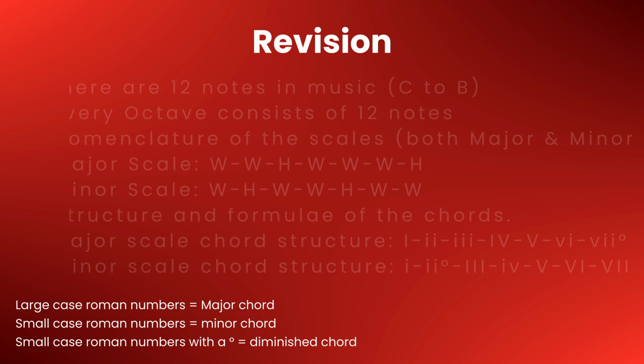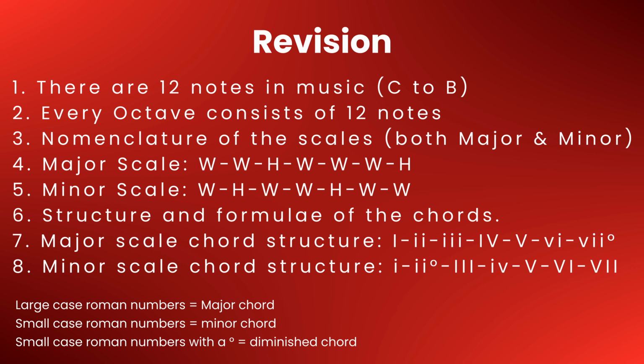So the first thing that we learned is there are 12 notes in music, and 12 notes make every song that you have heard, and there are octaves. Every octave contains these 12 notes. The nomenclature of the scales: there are 2 scales that we learned, major and minor. Formulas of major scales and minor scales are here on your screen right now, and you can also rewind the video anytime you want and watch the whole deconstruction and construction of the major and minor scales that we did.